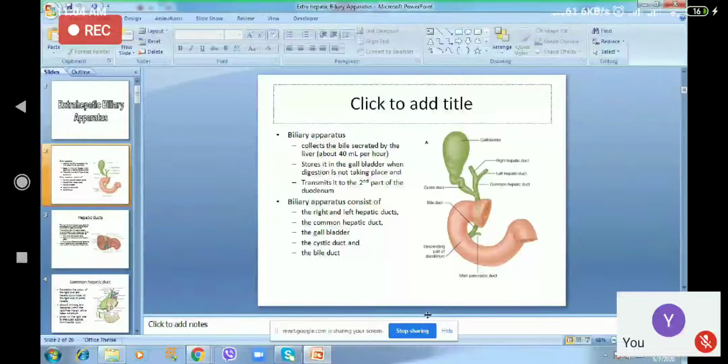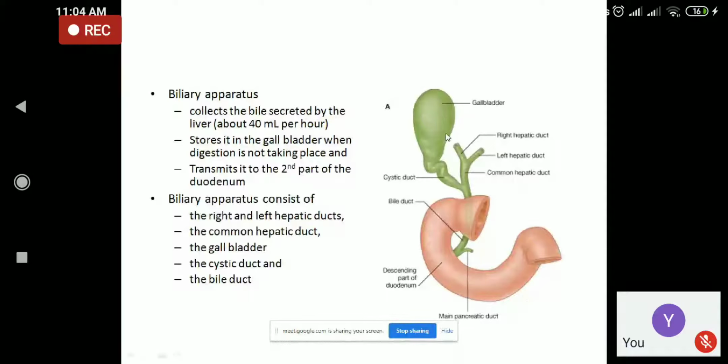Per hour. Okay, and store in the gallbladder when digestion is not taking place. It transmits it to the second part of the duodenum.